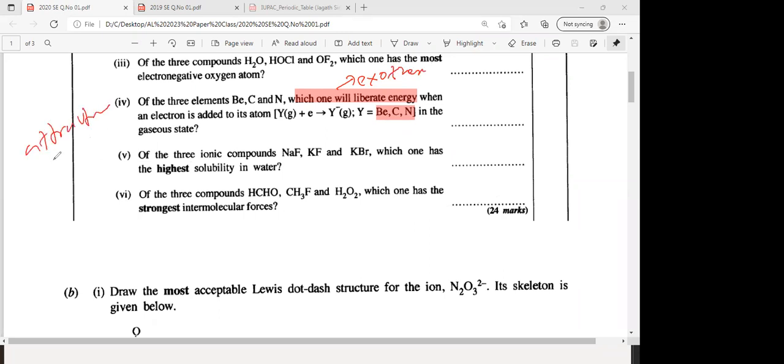If there's an attraction, it's exo. If there's a repulsion, it becomes endo. Which one will the electron be attracted to more strongly out of these three? They're asking which one will liberate energy when an electron is added. That means energy is given out.